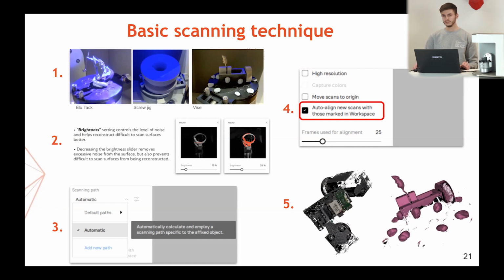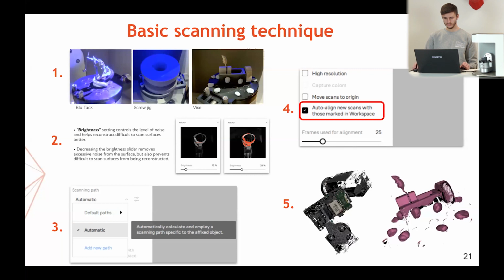Number 4, after the object has been scanned completely, as per the algorithm's judgment, you may flip or reposition it on the platform and launch a new scan. If the "auto-align new scans with those marked in the workspace" checkbox was ticked, the new scan will be aligned with the previous ones on the fly while the scanning process is still going.